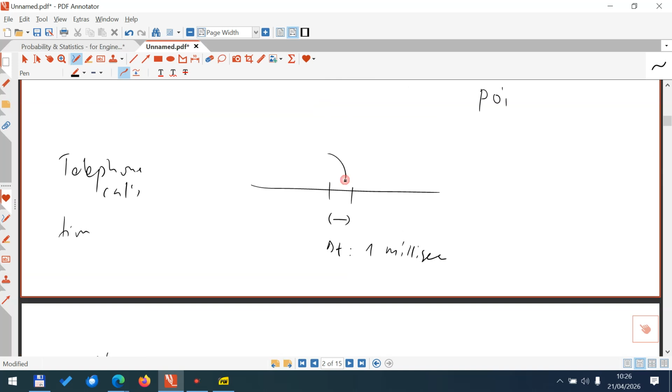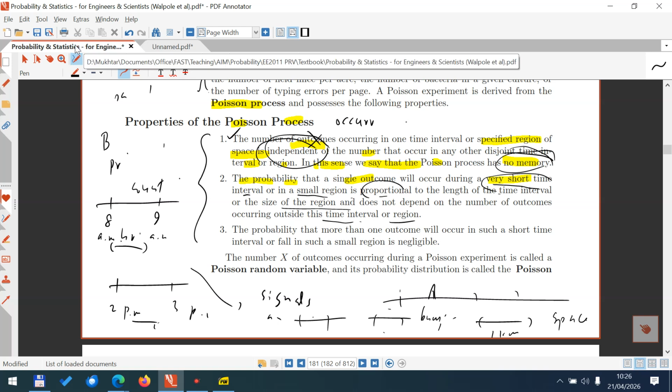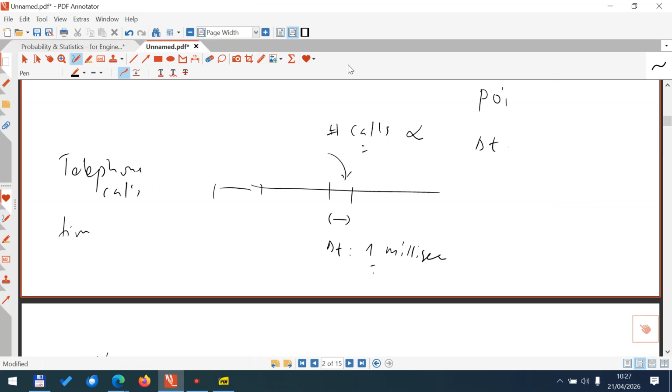So now the number of occurrences, which in this case would be telephone calls, in this short interval is proportional to this delta t. It means that if it is small, then the number of calls will also be small. If it is large, the number of calls is large. It makes perfect sense. It cannot be independent of that. But it is independent at the same time, because this interval is so small, this has to be independent of any other calls. Let's check the language carefully. It does not depend on the number of occurrences outside this time. So it doesn't matter how many calls were recorded before. That's also a case of no memory, right? So there is no memory in this process.